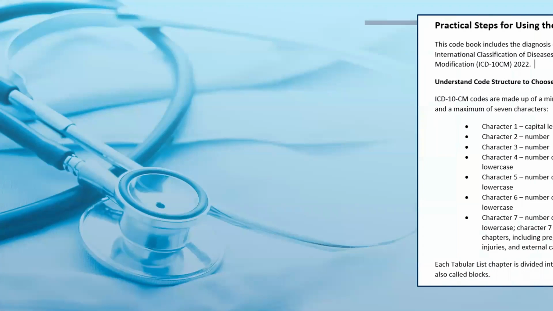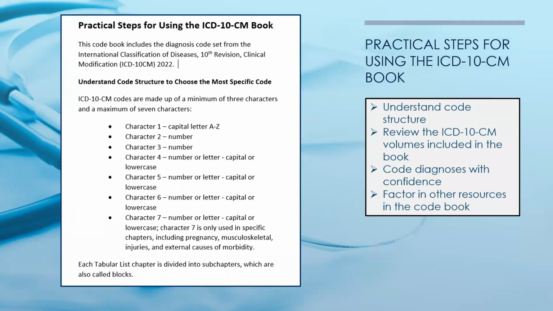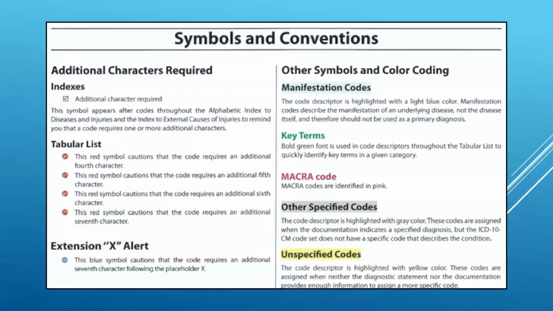Page 3 gives us practical steps for using the ICD-10-CM book. This gives us some basic information about ICD-10-CM coding. There's guidance on coding structure and how to select the correct diagnosis code. This page covers symbols and conventions. Let's take a look at these.